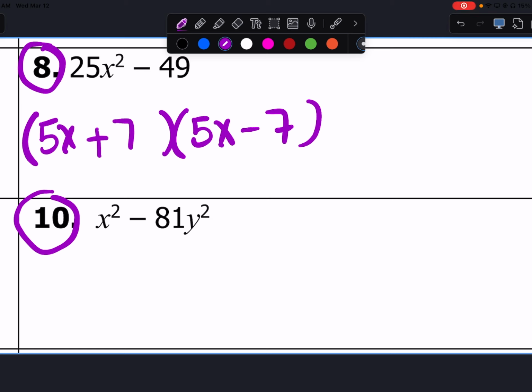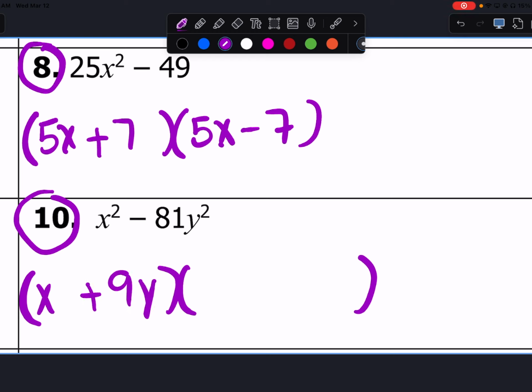All right, what is the first parentheses on 10? X plus 9y. And on the second parentheses? X minus 9y. That is how we do these. So let's go ahead and flip to the back.